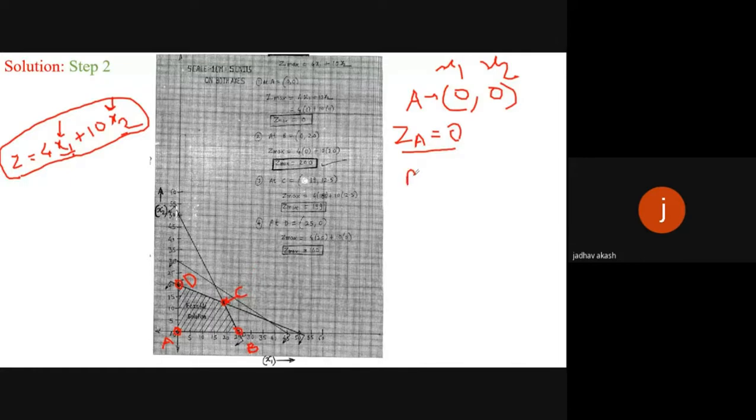What is the next point? B point. Now for B point, what are the coordinates? What are the values of x1 and x2? X1 is equal to 25, right? Is it correct? Yes. X1 is 25 and x2 is 0. For this point, as this point lies on the x-axis, obviously the y-coordinate will be 0. So now put down these values of x1 and x2, where x1 refers to x-coordinate, x2 refers to y-coordinate, in this z equation, and we'll be getting z at B. What will be z at B now? 100. Right.